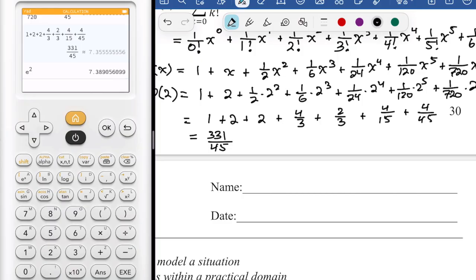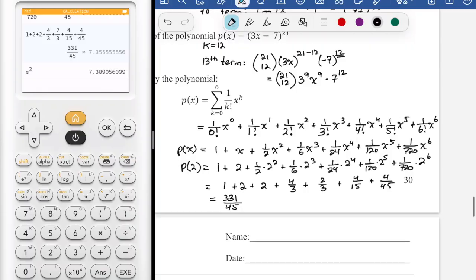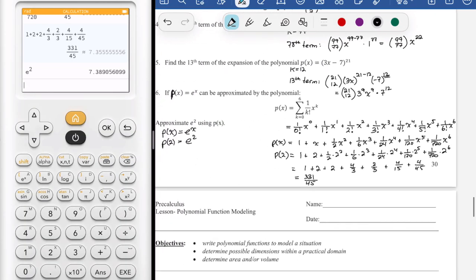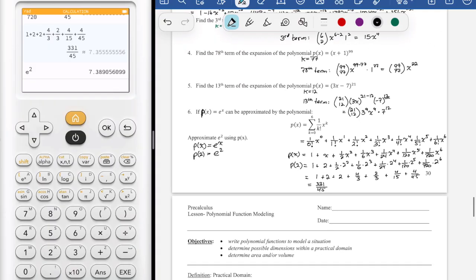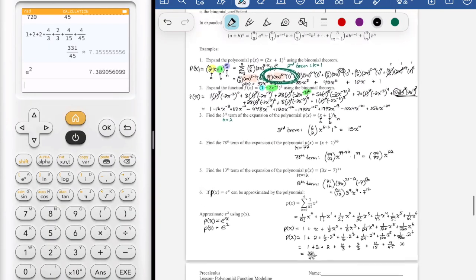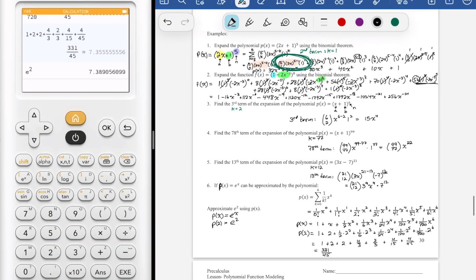Right, so e to the second, if you just type that in, gives you something in that neighborhood, 7.4-ish. Right, so this gives us an approximation for e using summations, our knowledge of polynomials and things like that. Right, if I included more terms of this expansion, I would get closer and closer to that precise value of e to the second power. Right, so you should be able to handle any kind of problem I can throw at you now. I know this is a long one, but hopefully you found this to be helpful.